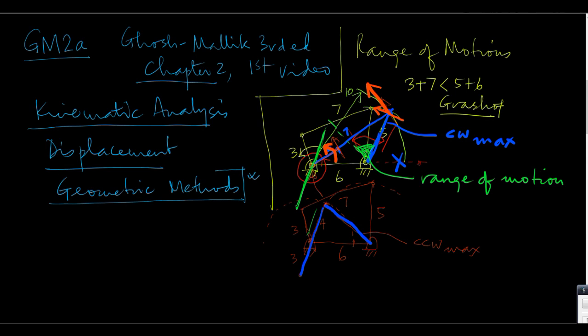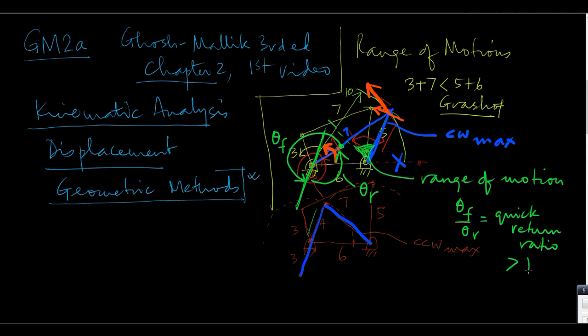I'll also point out something: from the extreme position at which the crank was here to the left, to the extreme position where the crank has come up to here, this angle can be called theta f. It's the forward stroke, and from here to here we can call it theta r, the return stroke. Theta f is bigger than theta r. Theta f over theta r is called the quick return ratio, and it happens to be greater than 1.